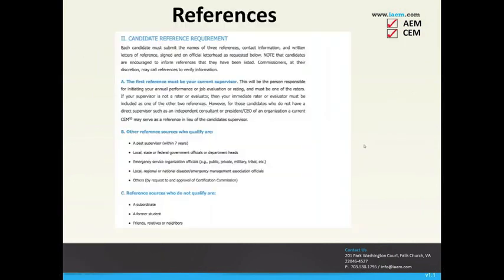And this is exactly what it's going to tell you in the application as far as what that requirement is, what that first reference needs to be, and what the other ones need to be as well. Note, for past supervisors within 7 years, there's a number of different people that would qualify as references. Those that don't qualify are subordinates, former students, friends, relatives, or neighbors.